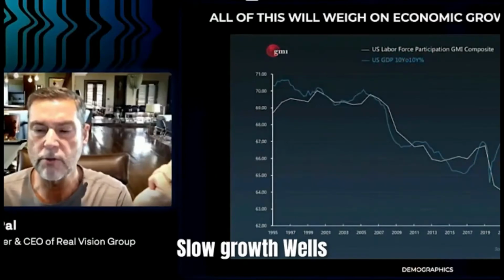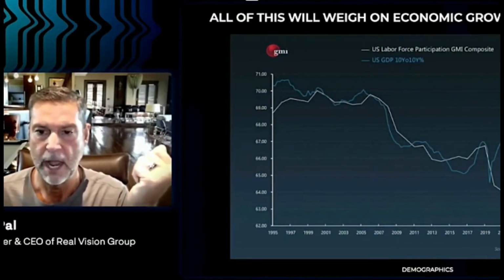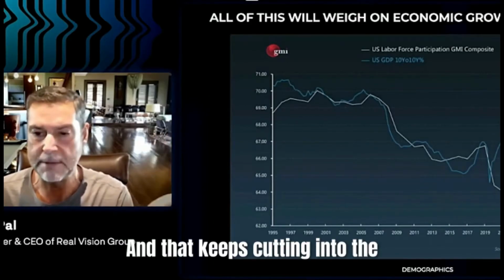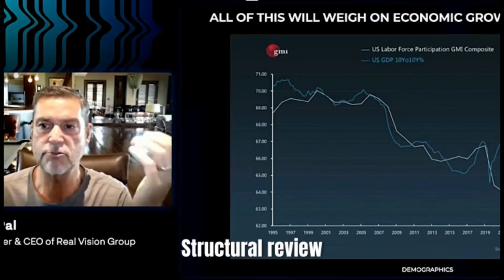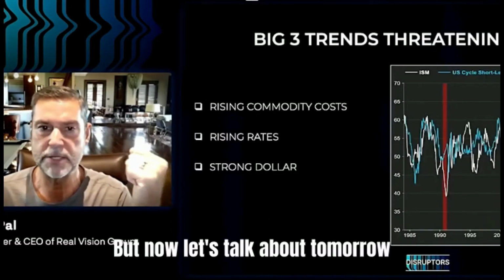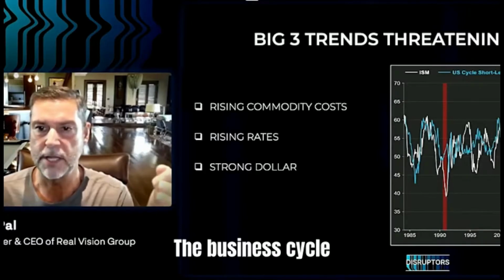So we're in a slow growth world driven by demographics and debt. The central banks need to keep propping it all up, and that keeps going into the future, and that's baked in the cake. So that's the secular structural view. But now let's talk about demand and where we are in the business cycle.